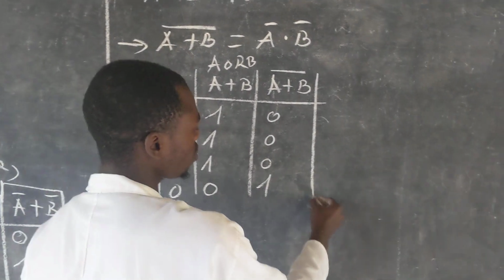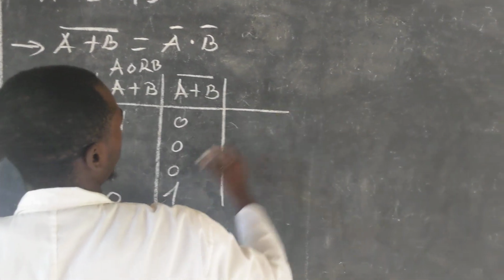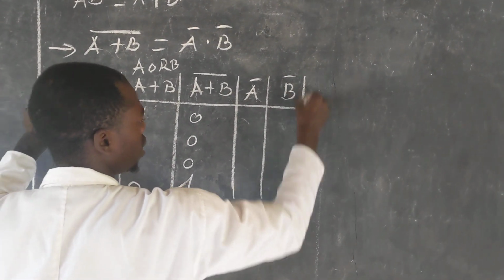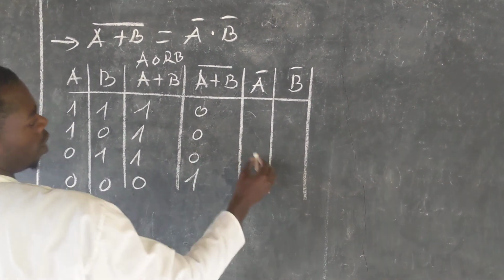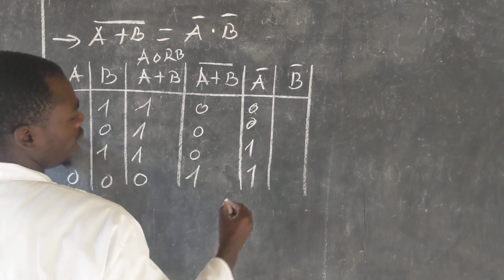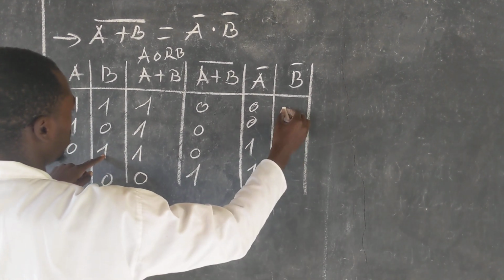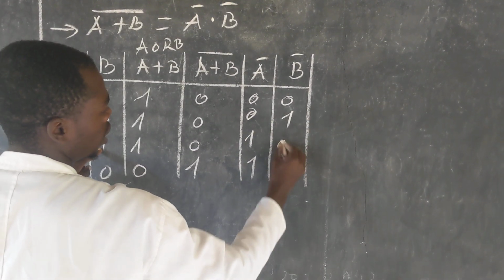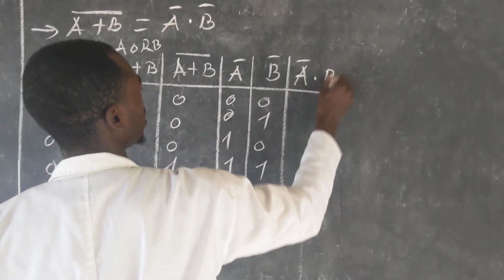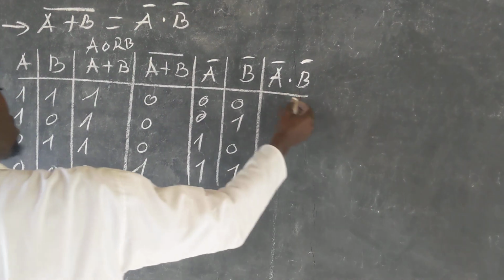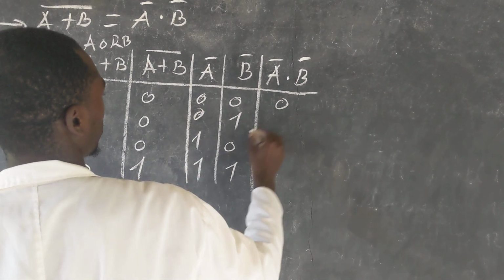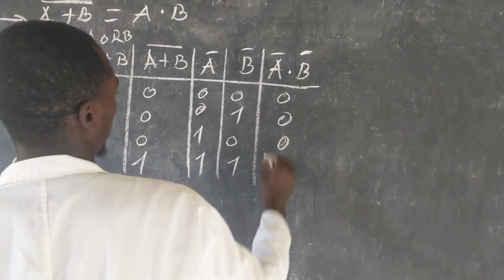So now, we also have another column, A not, then you have B not. Here you see A not is 0, 0, then 1, 1. Then here we have 1, 0, 0, 1. Then A not cross B not is equivalent to 0 here, 0 again, 0 again, then 1.